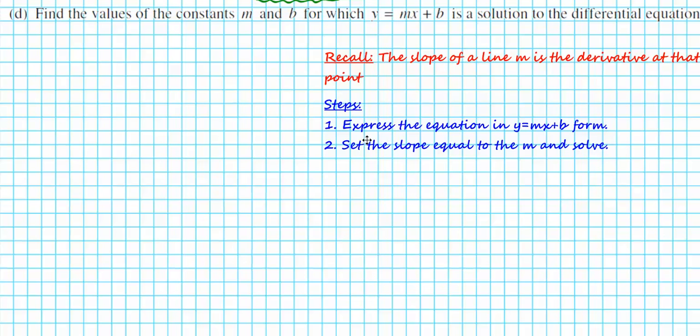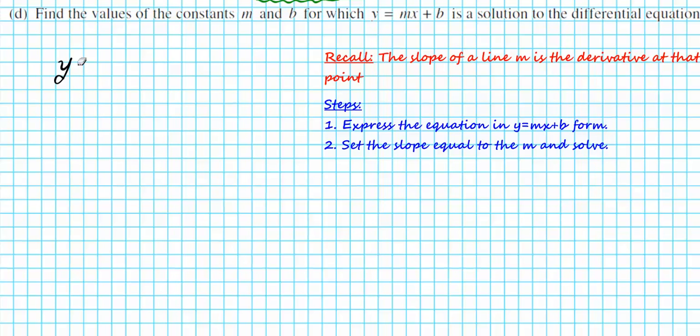First of all, we're going to express the equation in y equals mx plus b form. And then we're going to set the slope equal to m and then solve it. Okay? So I made a statement earlier that the slope m is the derivative at that point for a line. Okay, you got to be careful with dealing with a line here. So how do I know that that's the case?